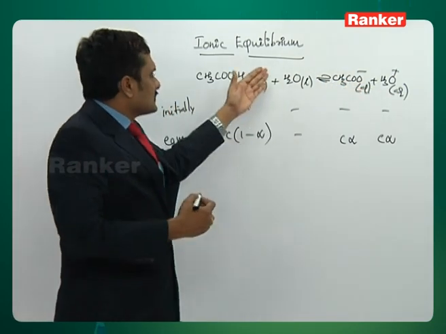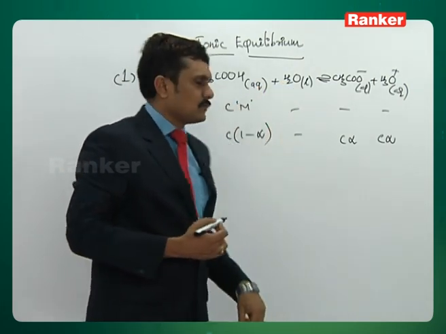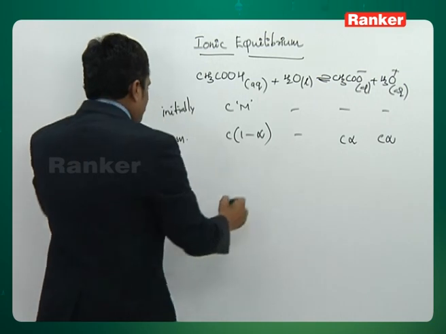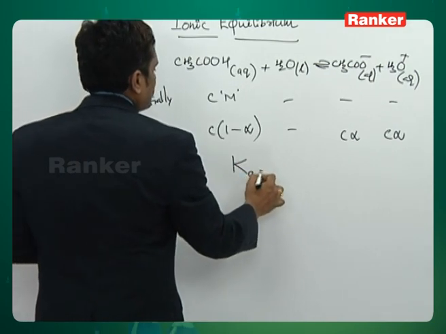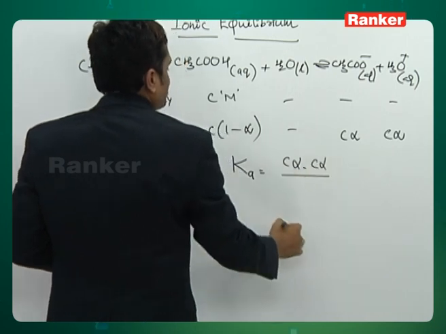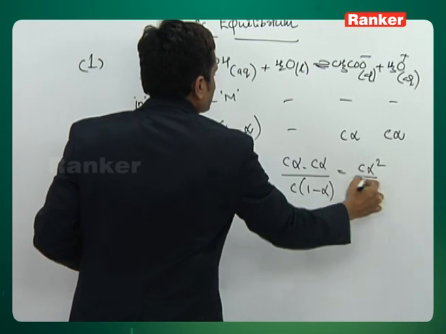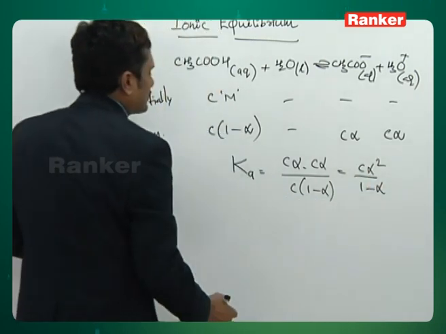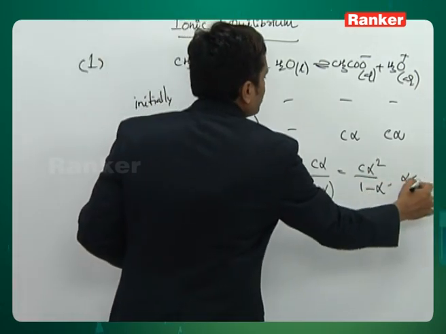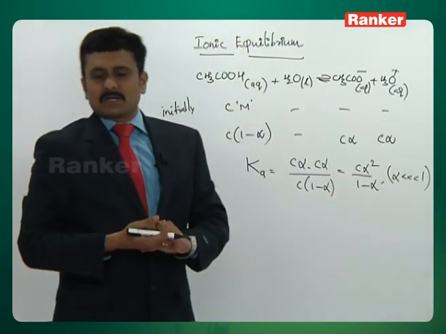Here we are not concerned about the pure liquid, that is H2O, because its active mass is taken as 1. Now when I write the acid dissociation constant, I write the concentration product of the products over the concentration of the reactants. Hence I get this expression, where I am assuming that alpha is negligible compared to 1.